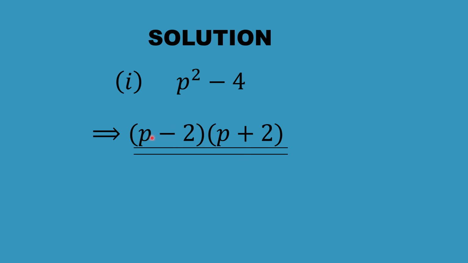For us to come up with this, we're considering the square roots. So the square root of p squared is p. The square root of 4 is 2. But since 4 has a negative, it is going to have a negative and a positive in the answer brackets. Great. Let's move on.